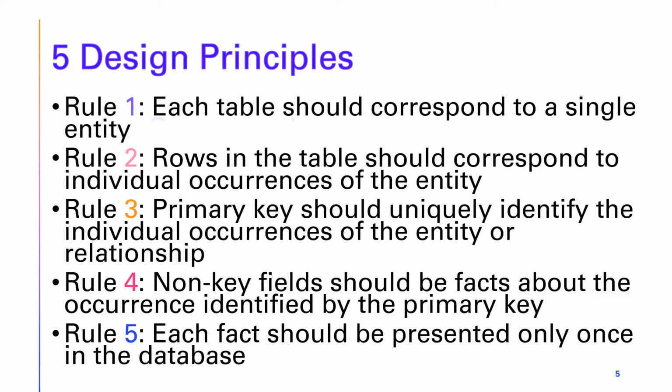There are 5 design principles that one must follow, developed by mathematicians as a requirement for effective and efficient databases. Each table should correspond to a single entity. Rows in the table should correspond to individual occurrences of the entity. Primary key should uniquely identify the individual occurrences of the entity or relationship, and non-key fields should be facts about the occurrence identified by the primary key. Each fact should be presented only once in the database.